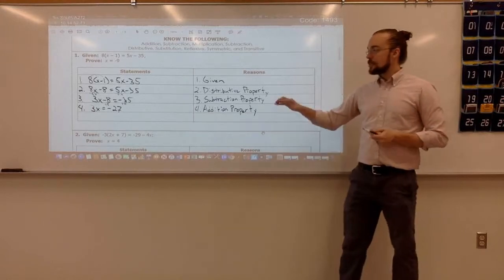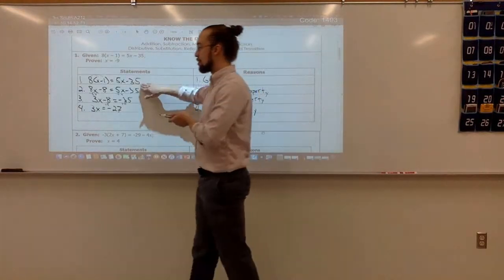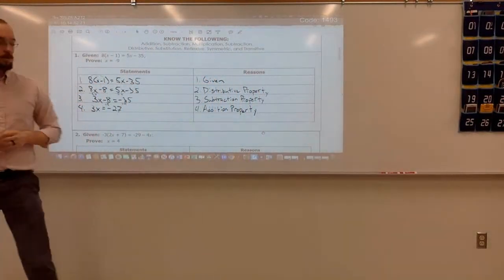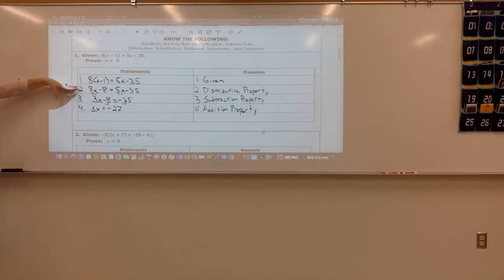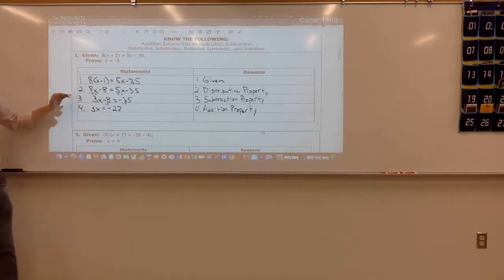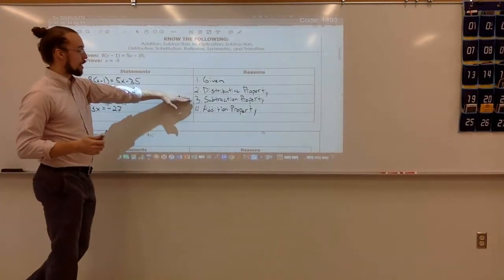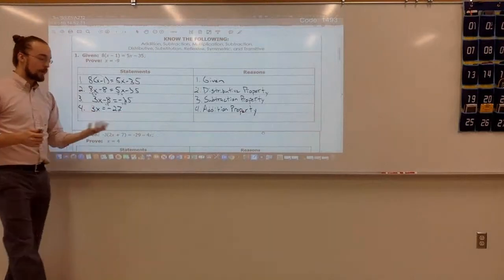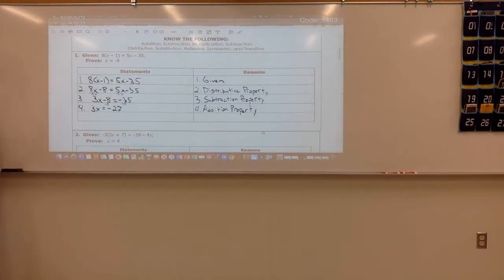On Friday, I did see a couple of people just skip from step 2 to step 4. They just went from 8x minus 8 equals 5x minus 35 straight to 3x minus 27. When we're writing it out in a proof form like this, we can't do that, because we did different things. We subtracted something from both sides. We added something to both sides. So we would need to write out each of those steps.